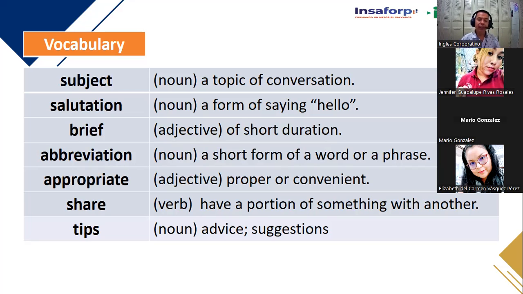Good. Share. Share is to have a portion of something with another. For example, let's say I am eating pizza and then I give a piece of pizza to you, right? I'm sharing. Okay, and in this case, when we refer to emails, you share, right? Usted comparte los emails, so you share. And tips. Tips are advice and suggestions, right? Advice and suggestions. That's it.